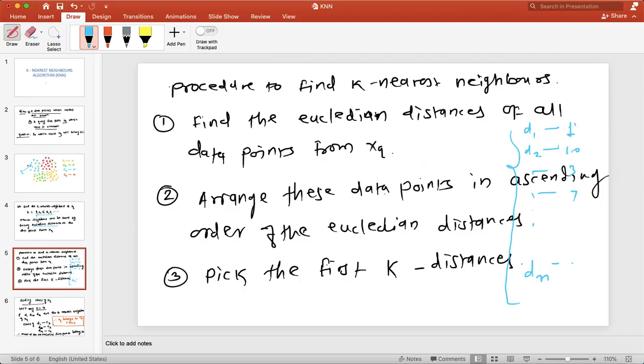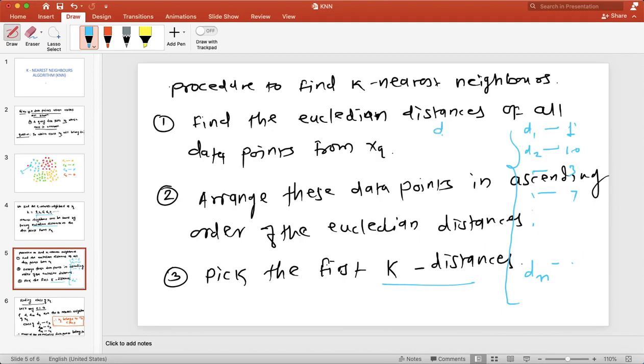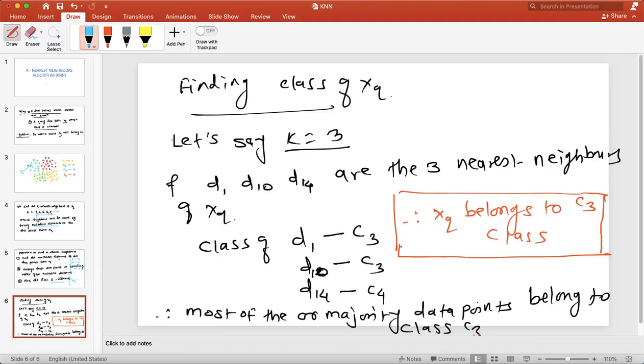After arranging, pick the first k data points. For example, let's say we arrange these data points in ascending order and we get the first 3 data points as D1, D10 and D14. So these 3 data points will be the 3 nearest neighbors of XQ. We arrange the data points in ascending order and choose the first k. Here k is equal to 3, and these are the 3 nearest neighbors of XQ.